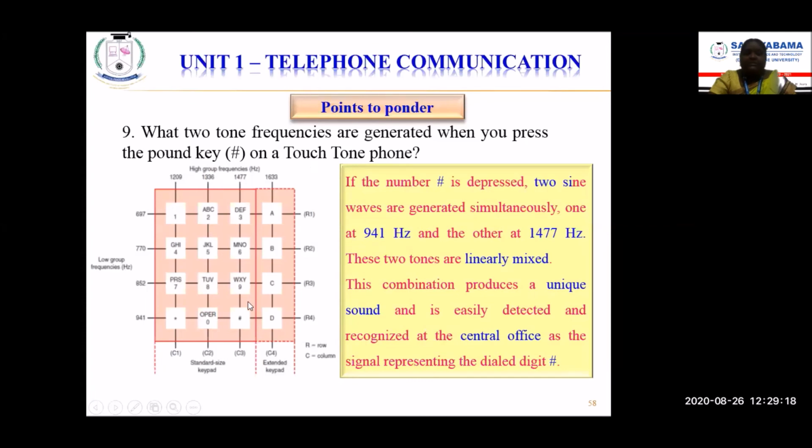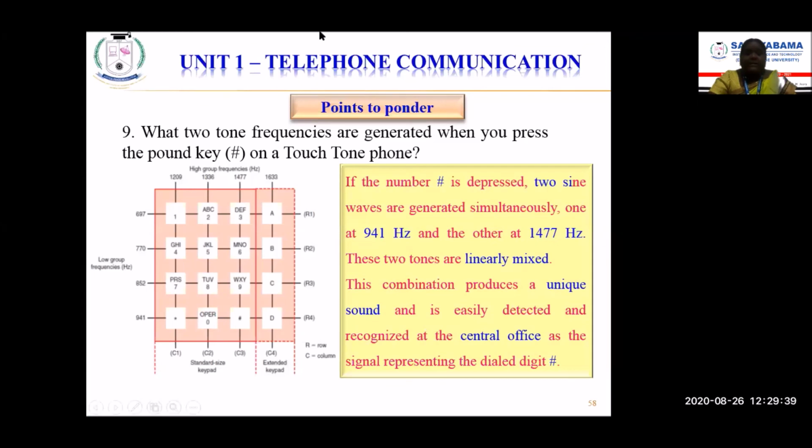So do you understand this concept, where whenever a particular key is pressed, these low group frequencies and high group frequencies will be linearly mixed and produce a unique sound that will be identified by the machine at the central office, identifying whatever key is pressed? So this is about the touch tone phone.